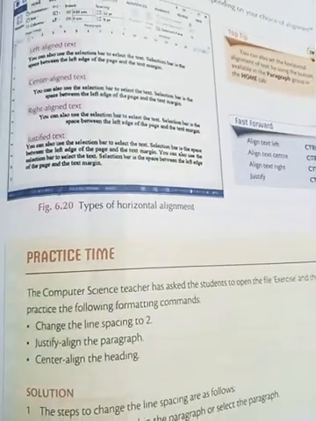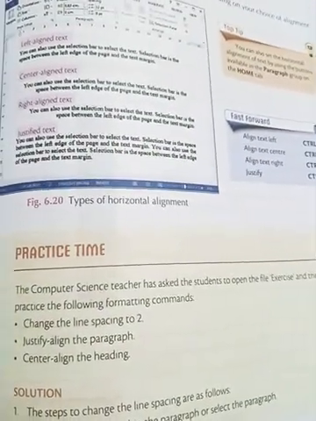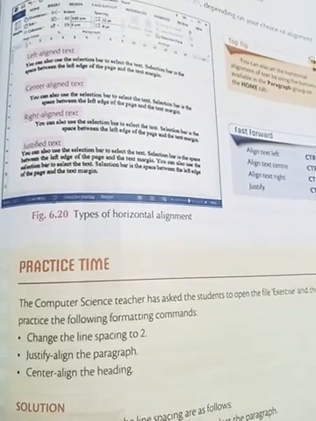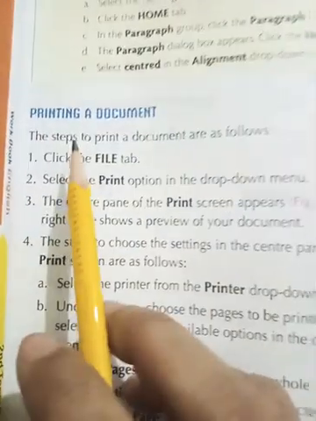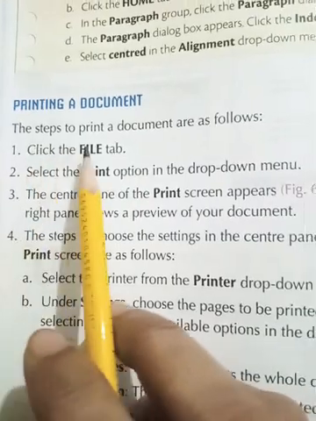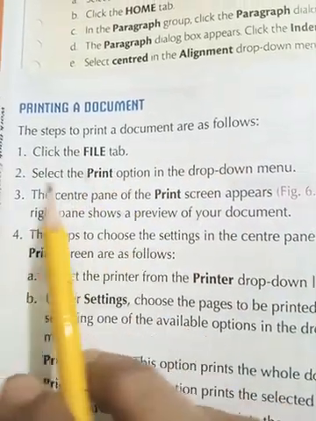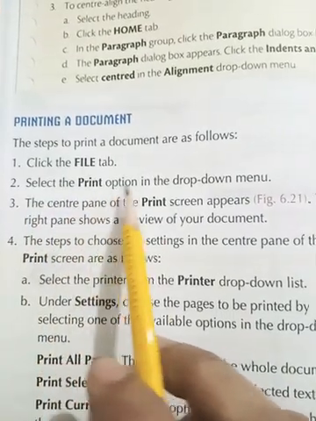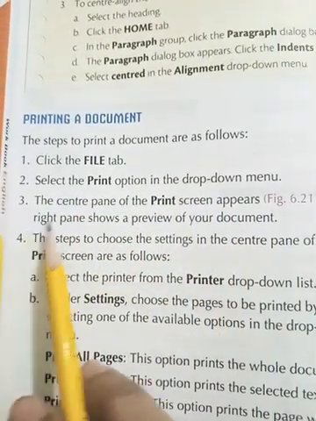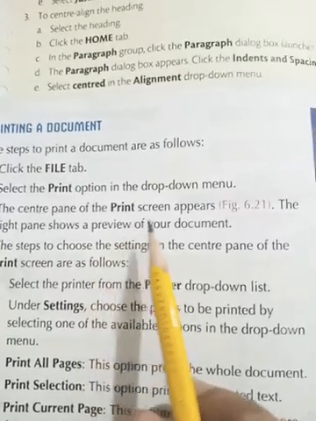Okay, here practice time is given. You have to read it and then practice this. Now turn the page. The next topic is printing a document. The steps to print a document are as follows. Number 1, click the File tab. Number 2, select the print option in the drop down menu. Number 3, the center pane of the print screen appears, figure 6.21.